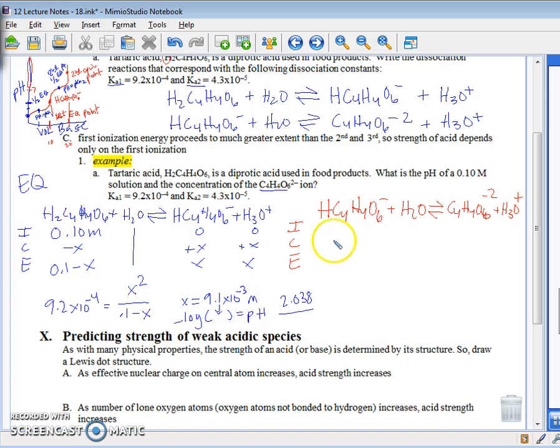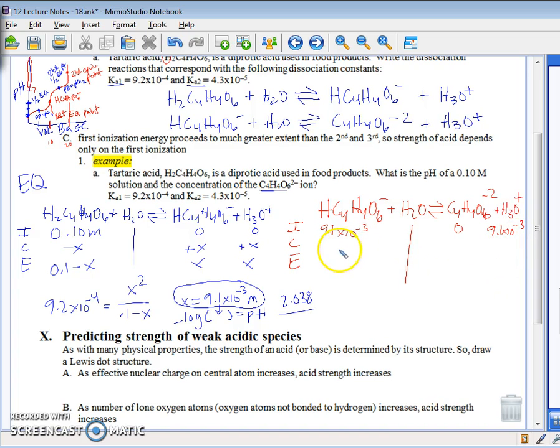Okay, let's do that. So what's my initial amount of the HC4H4O6 minus ion? That X value that we found, wasn't it? So we're going to now start with that amount. So 9.1 times 10 to the negative 3rd. Let's go in order though. How much tartrate do we start with? None. Do we have an amount of H3O plus to begin? Yeah, we do. It's 9.1 times 10 to the negative 3rd.